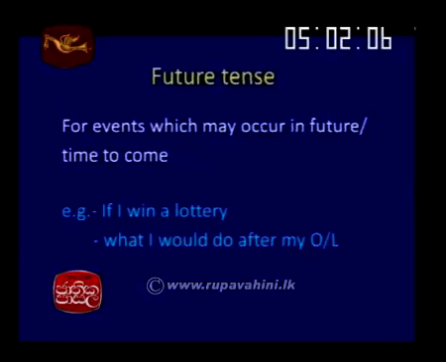Right. So let us move on to future tense. We use the future tense for events which may occur in future or time to come.